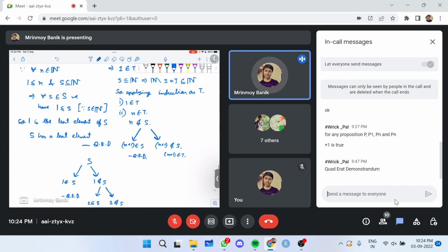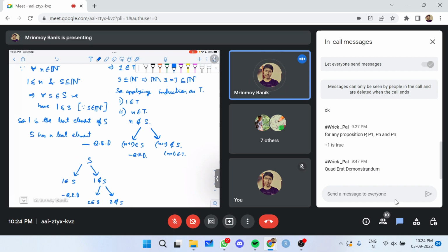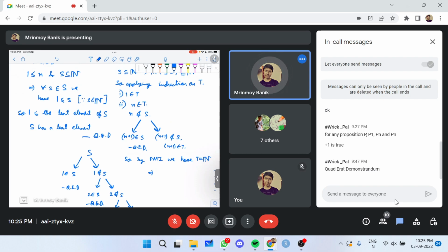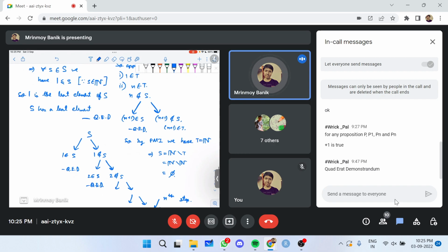So we were applying induction on T, right? So we just showed n plus 1 is inside T. So by the principle of mathematical induction, we have T is equal to N. So we can show T is actually the same as N, and that will imply S is equal to N without T, that is N without itself, that is a null set. Anything without itself is a null set.